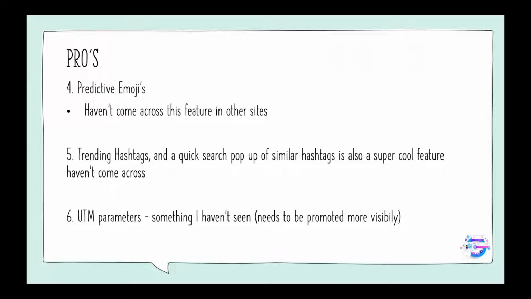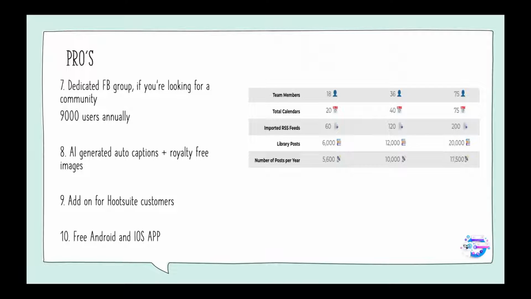The sixth one is that they have UTM parameter building. Again, something that I haven't seen in the competition that I've done. With the UTM parameter building, you can create a link which will help you, of course, track your revenue and sales once you integrate it with your analytics platforms. So that's something they offer as well.